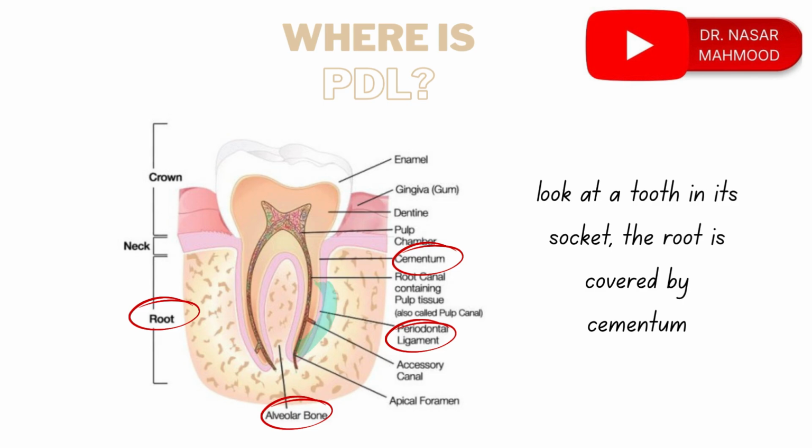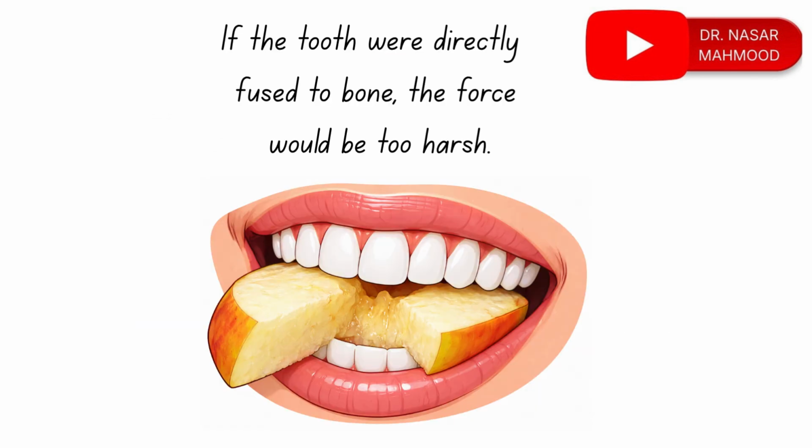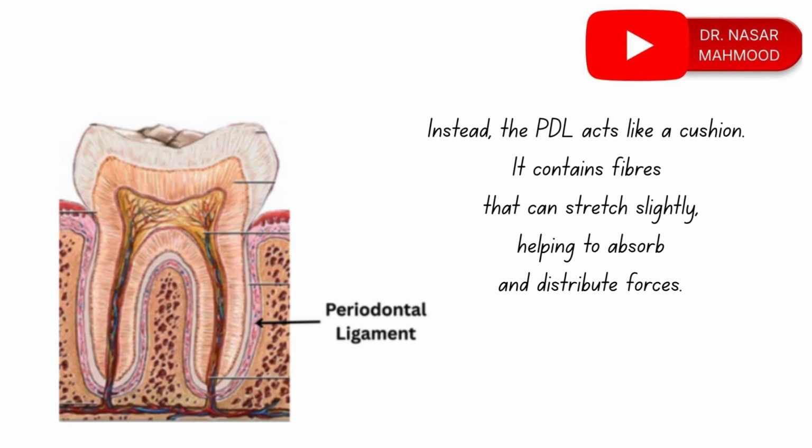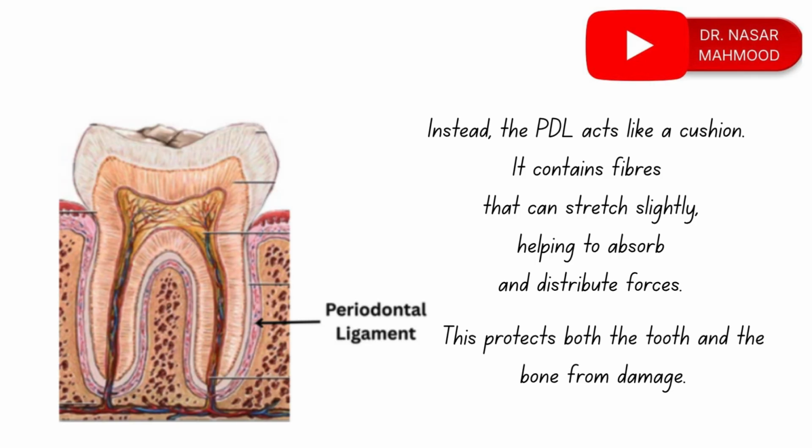Now imagine biting down. If the tooth was directly fused to the bone, the force would be too harsh. Instead, the periodontal ligament acts as a cushion. It contains fibers that can stretch slightly, helping to absorb and distribute these forces. This protects both the tooth and the bone from damage.